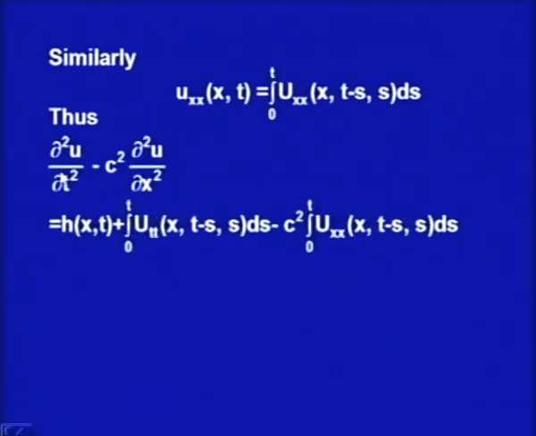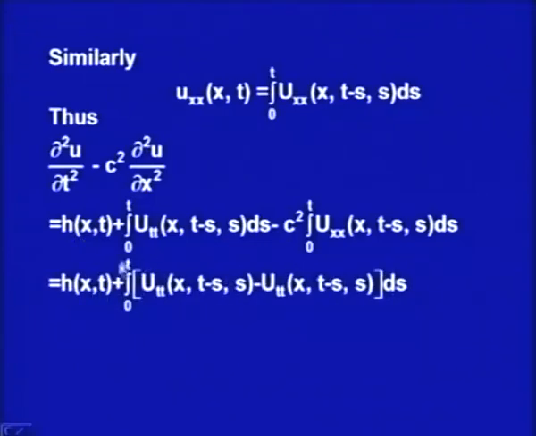The first second derivative with respect to t, we have h(x,t) plus integral 0 to t of u_tt(x, t minus s, s) minus c squared times the second derivative with respect to x, that is from here integral 0 to t of u_xx(x, t minus s, s) ds. Now, rearrange these terms, what do we get? h(x,t) as such plus these two integrals, which we could write as the integral of u_tt(x, t minus s, s) minus u_xx(x, t minus s, s) ds.